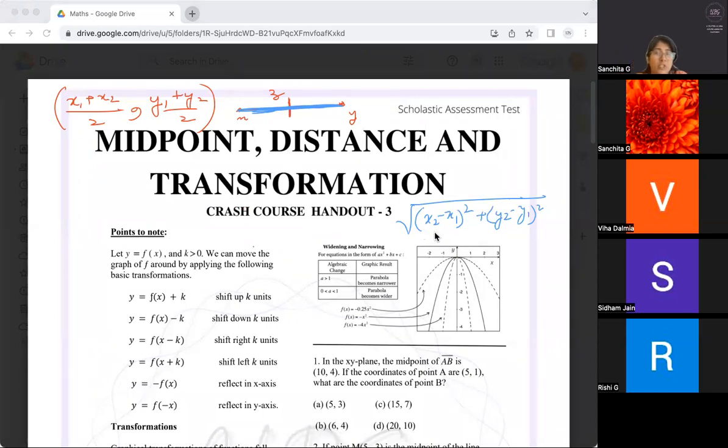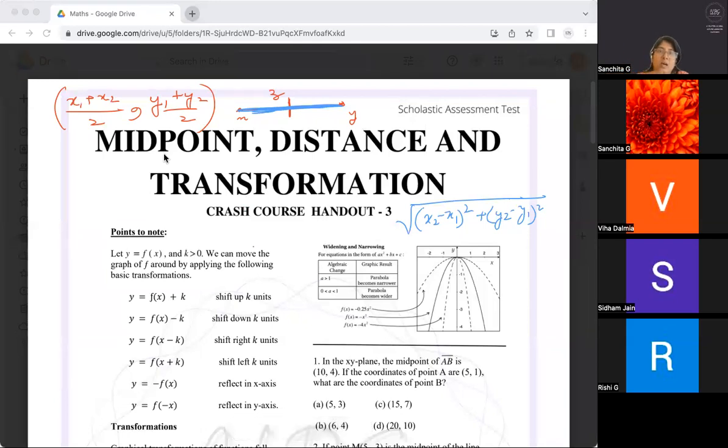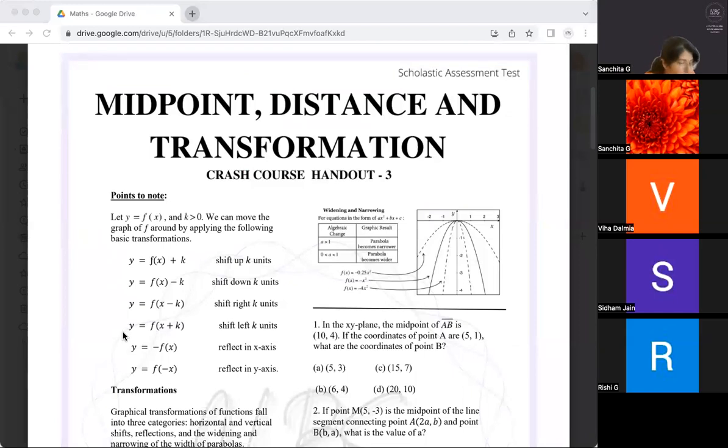Many students just write x2 minus x1, so I'll be highlighting the common errors that we end up committing. Okay, so first let's take up midpoint and distance and take up one or two questions. Then we'll take up transformations. It's pretty interesting, transformation questions. Not like the ones that you have had in your school, where they only test you on basic transformation.